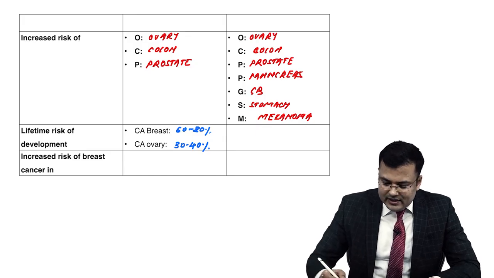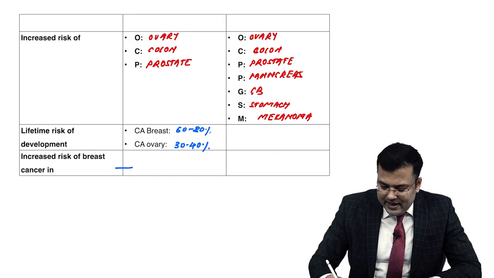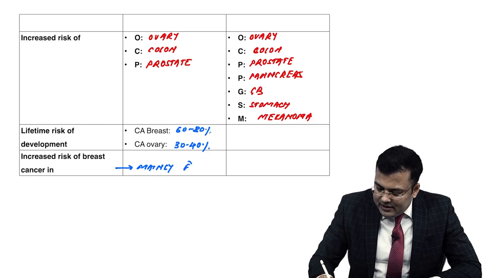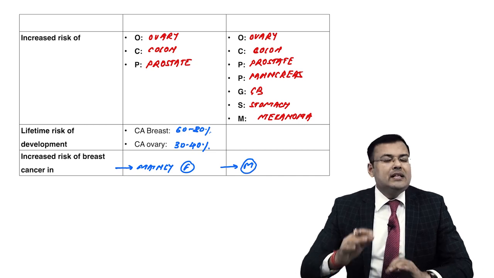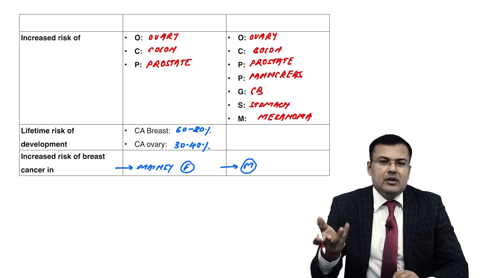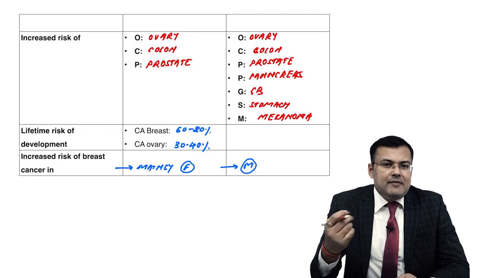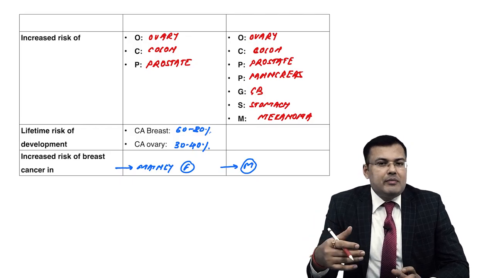Clear? There is increased risk of breast cancer mainly in females in BRCA1. In BRCA2, mainly in males, meaning it can lead to breast cancer in both males and females. 1, mainly in females; 2, mainly in males. How to remember? Ladies first.